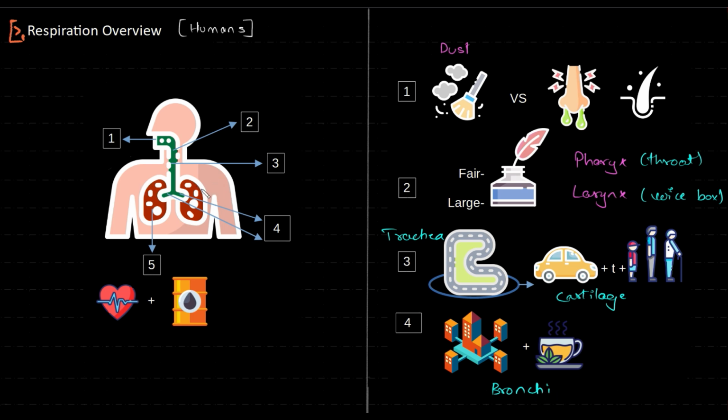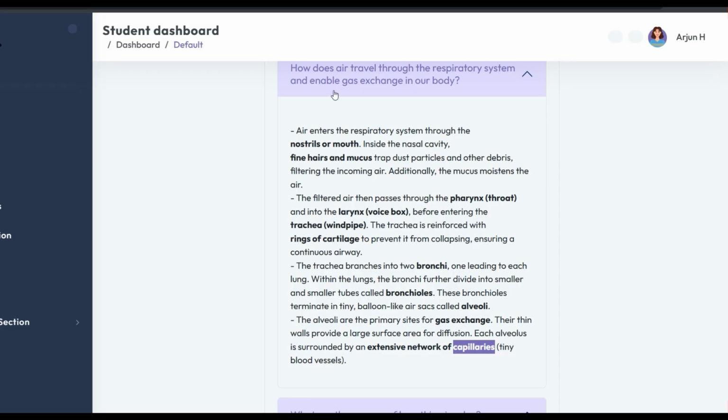So these are your lungs, right? And within the lungs, what do we have? We have alveoli. Okay guys, so this is overall your respiration overview, the parts that are involved. So let's have a look.